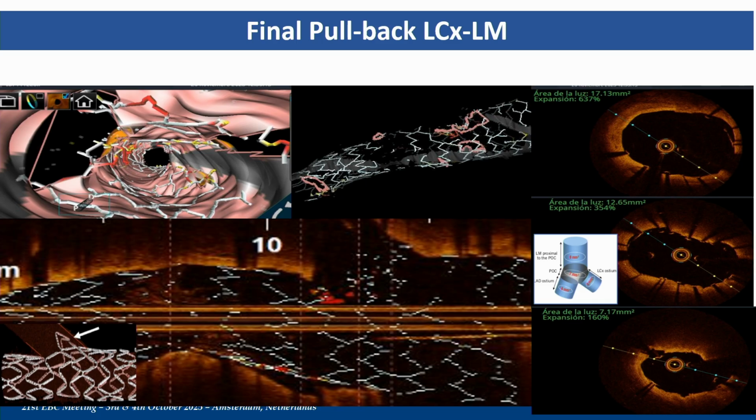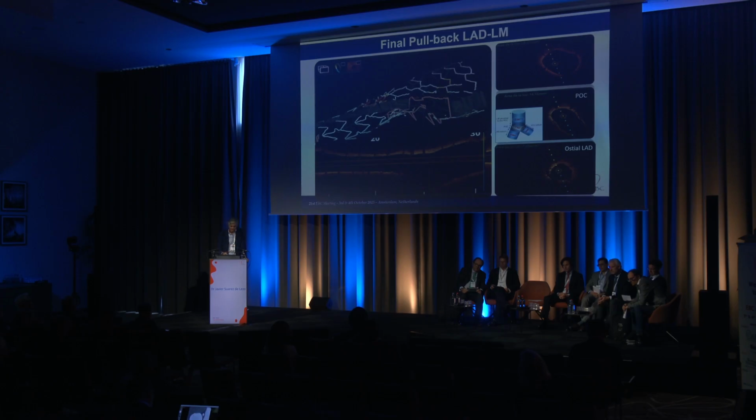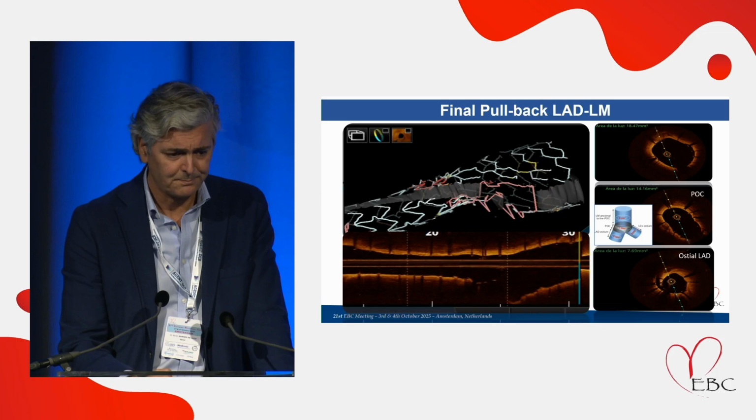observe in the bench test when we cross through the distal cell, and good expansion in terms of area, the ostium of the CIRC with 7 square millimeters, and good apposition and expansion also in the left main. And the pullback from the LAD shows the stent protruding minimally into the ostium of the circumflex, and good expansion at the ostium of the LAD with 7.7 square millimeters.